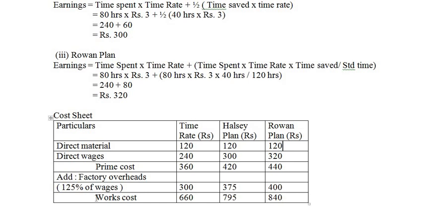So as wages they have not given, to calculate wages they have asked us to find it through three methods, that is time rate, Halsey plan and Rowan plan. So accordingly we have calculated, we have prepared the cost sheet also, and we have ascertained works cost also. Okay. So this completes this problem. Hope everybody has understood this problem.